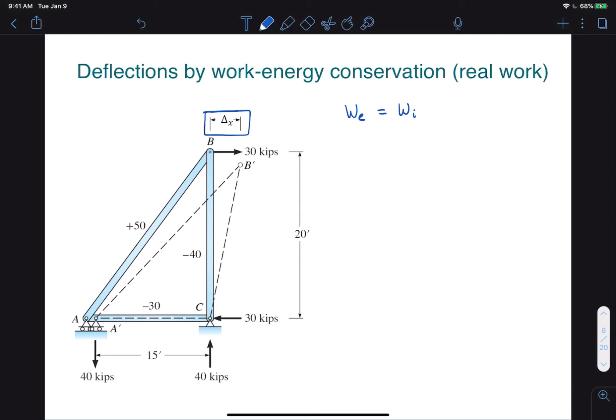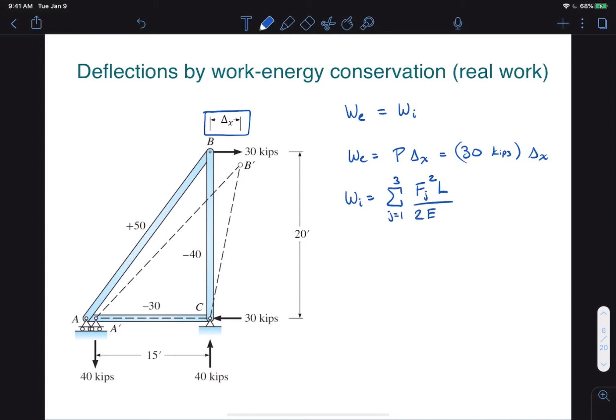So our external work is P times delta X, or 30 kips times delta X. Our internal work, on the other hand, is the sum of the work done by all those member deformations. So we have the sum for J from 1 to 3 of F sub J squared times L over 2EA.